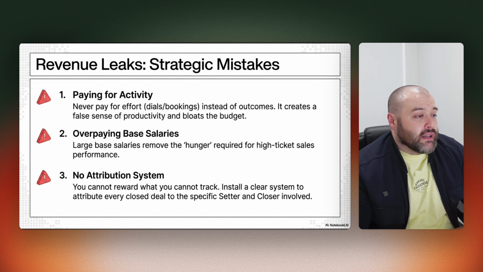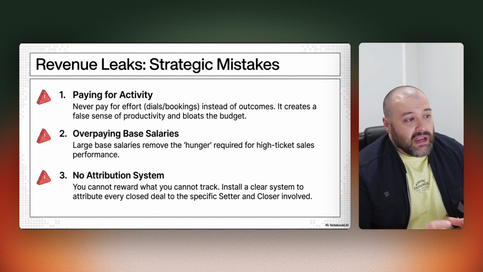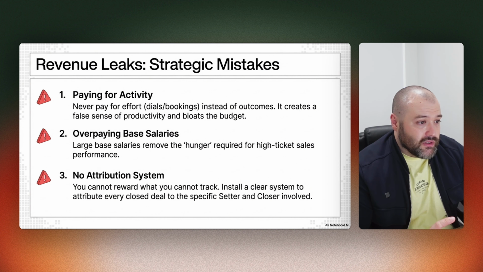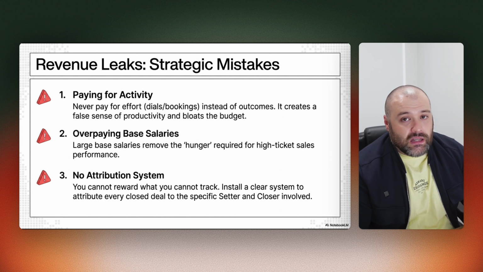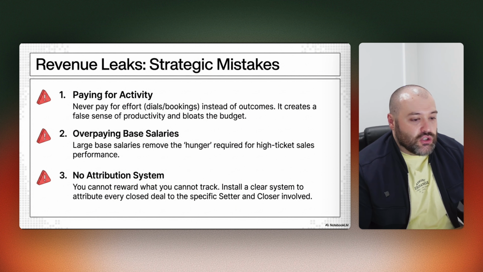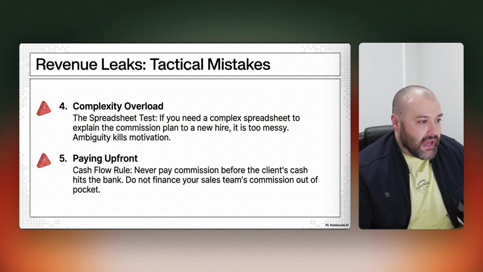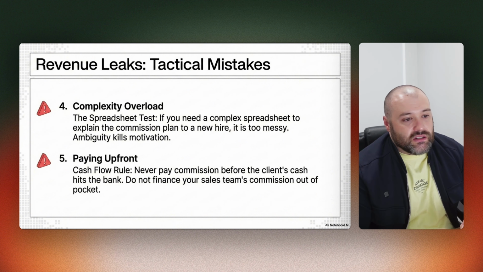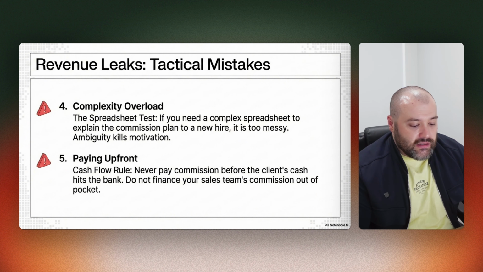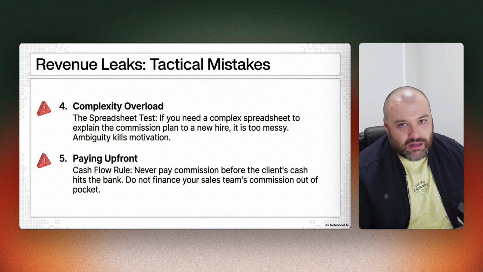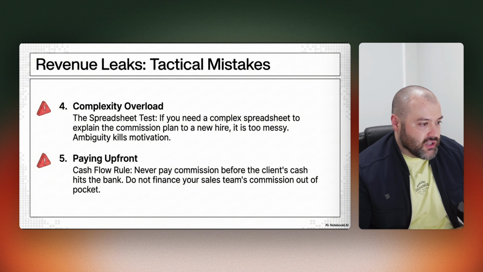Now, potential revenue leaks. Pay for activity, don't pay for dials, only pay for outcomes like qualified leads booked in the closer's calendar. Don't pay large base salaries. You need a clear system for every closed deal tied to a specific setter and closer. You need something to track that. And for the spreadsheet test, it needs to be super simple so that anyone can come in, and you can easily write the commission structure on a napkin and have it make sense.